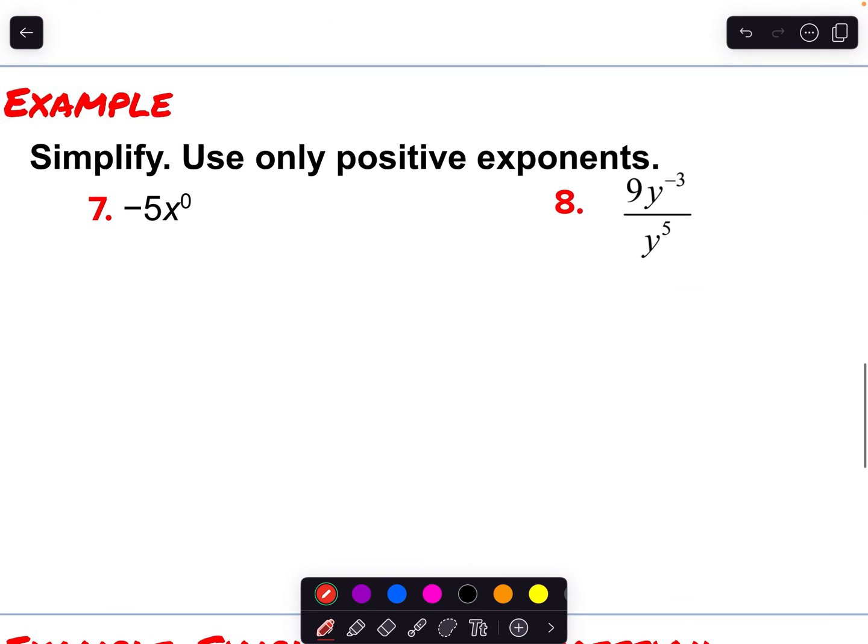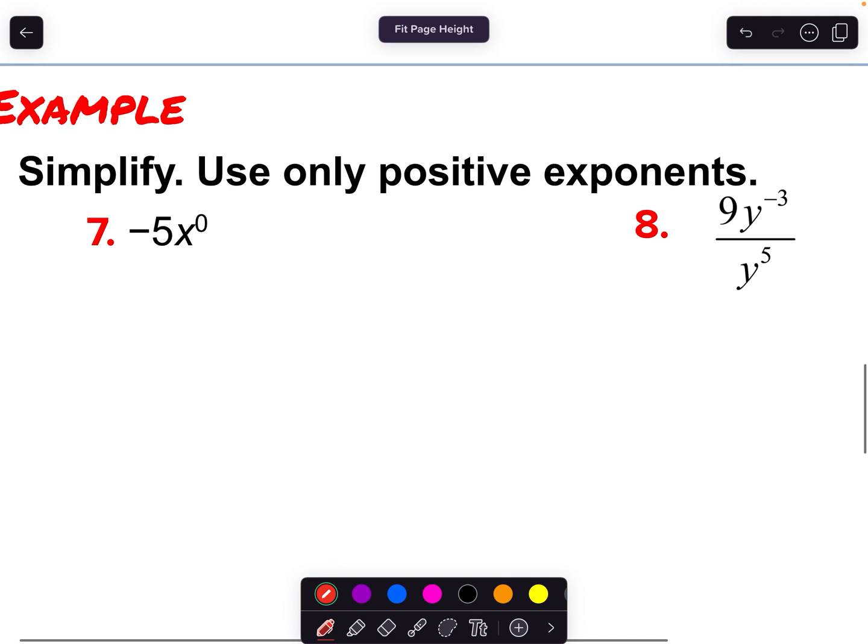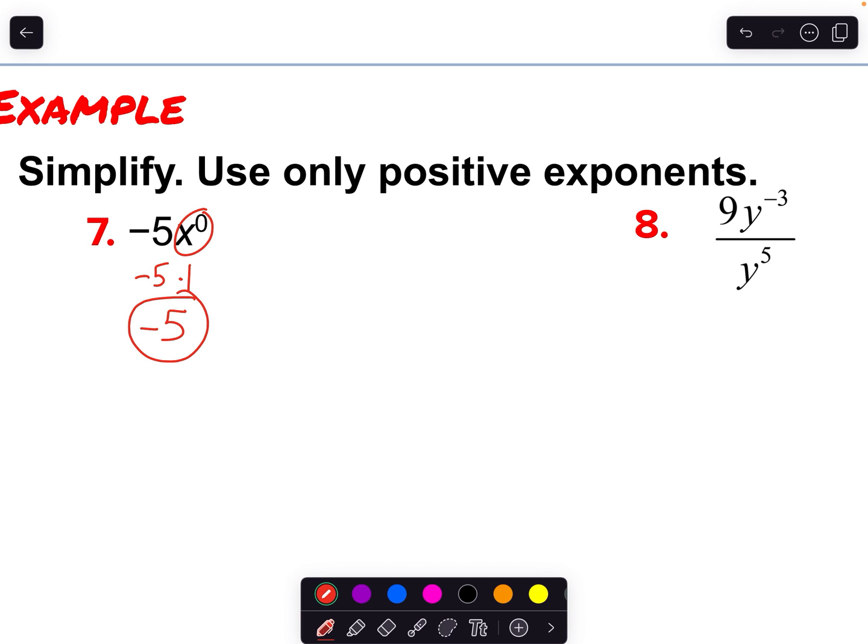Okay, down here. Last 3 problems here. So this x to the 0 becomes a 1. So it's like negative 5 times 1. That's just negative 5. So that'd be your answer right there.